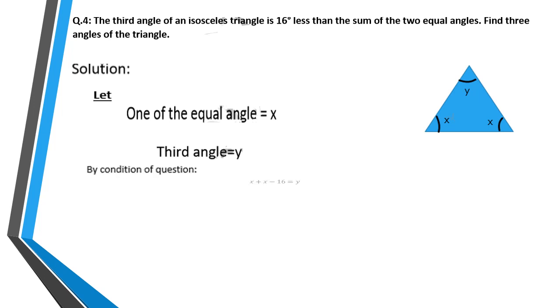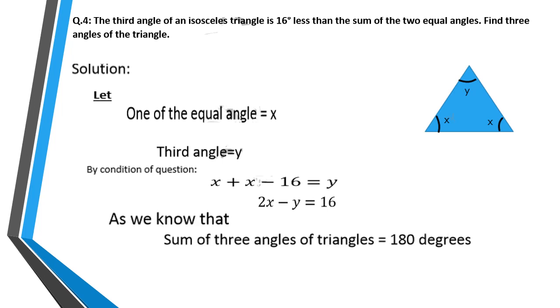By the condition of the question, the third angle is 16 degrees less than the sum of two equal angles. So the sum of two equal angles is x plus x, and 16 degrees less means minus 16, which is equal to the third angle. The third angle is y over here. So the equation is x plus x minus 16 is equal to the third angle y. x plus x is 2x, so 2x minus y is equal to 16 degrees.